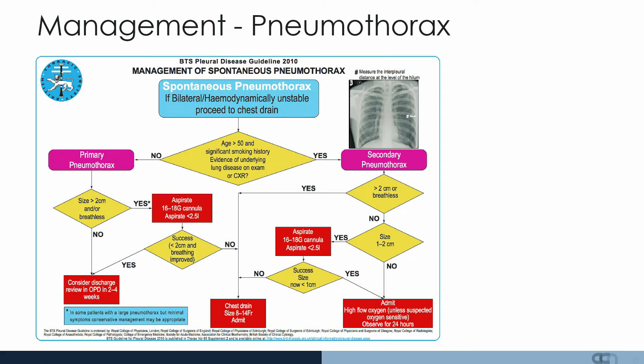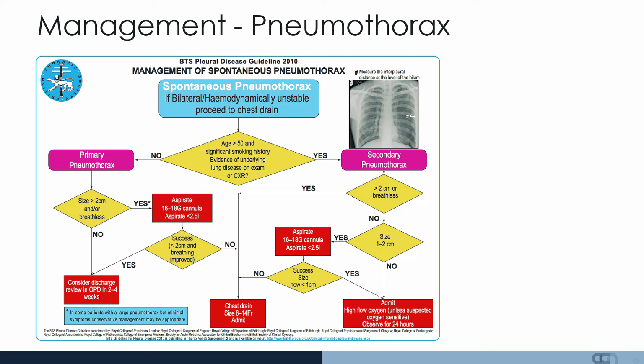The management of pneumothoraces is based on the BTS pleural disease guidelines. The first step is to determine whether the pneumothorax is considered primary or secondary. A secondary pneumothorax is considered in patients who have a significant smoking history or evidence of underlying lung disease on clinical examination or are over 50 years old. And a primary pneumothorax is in younger patients aged less than 50 years old, an absence of a significant smoking history, with no evidence of lung disease on examination or chest radiograph.